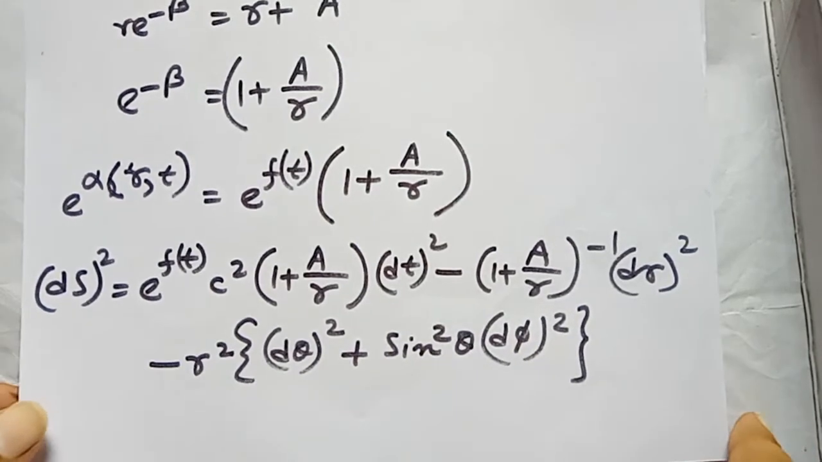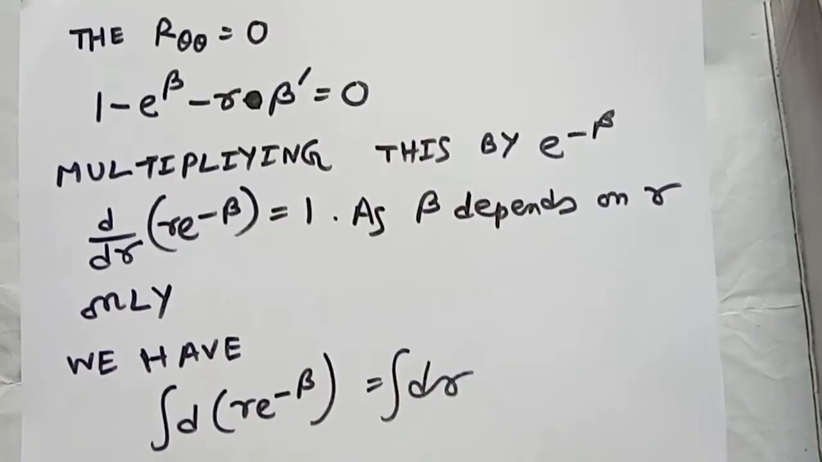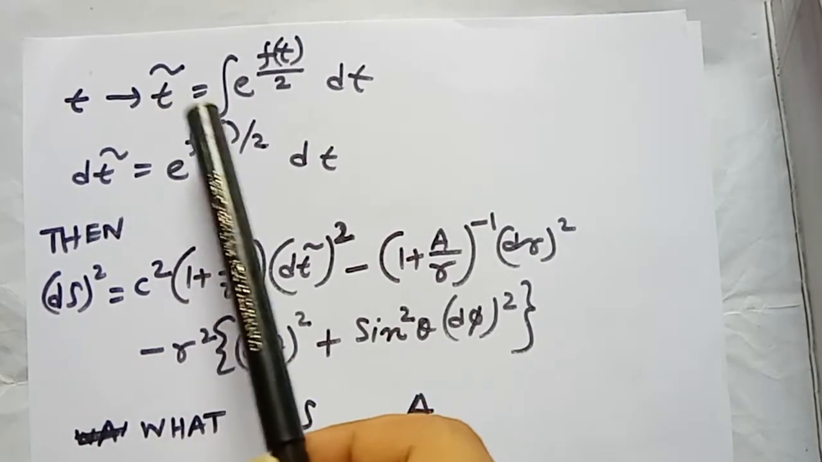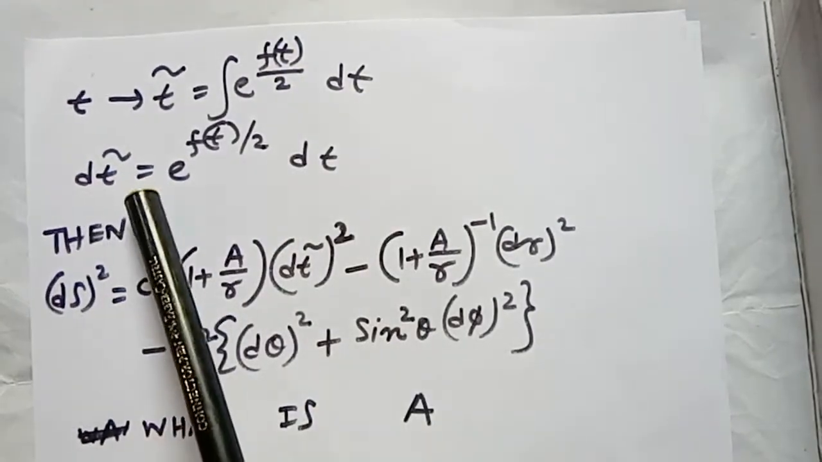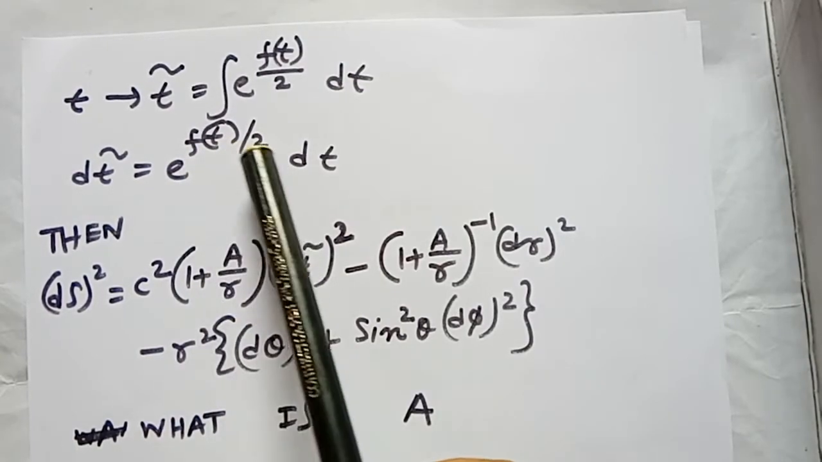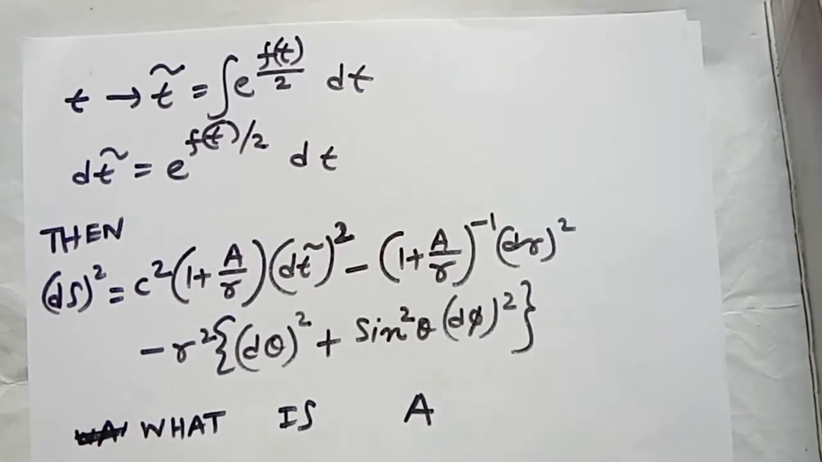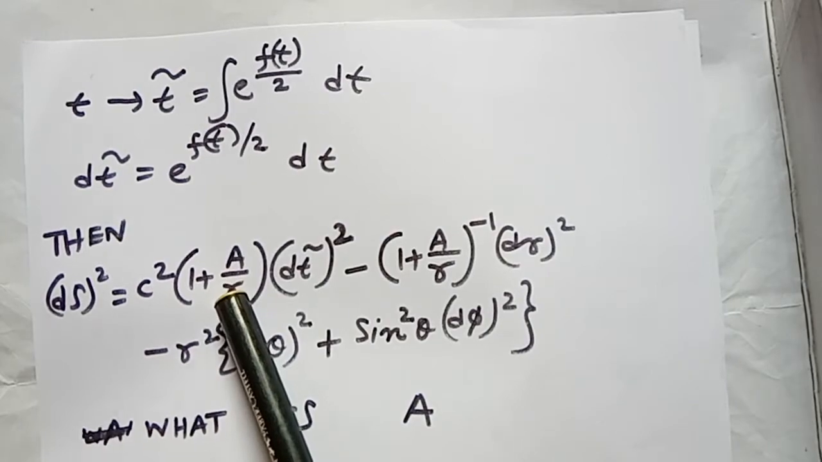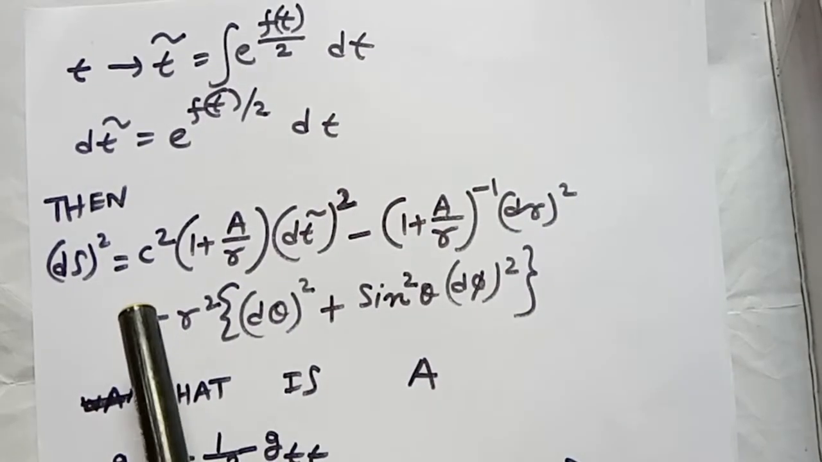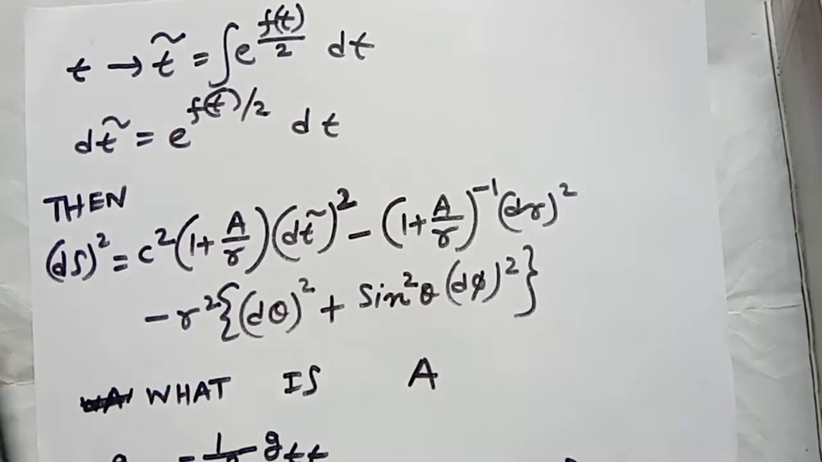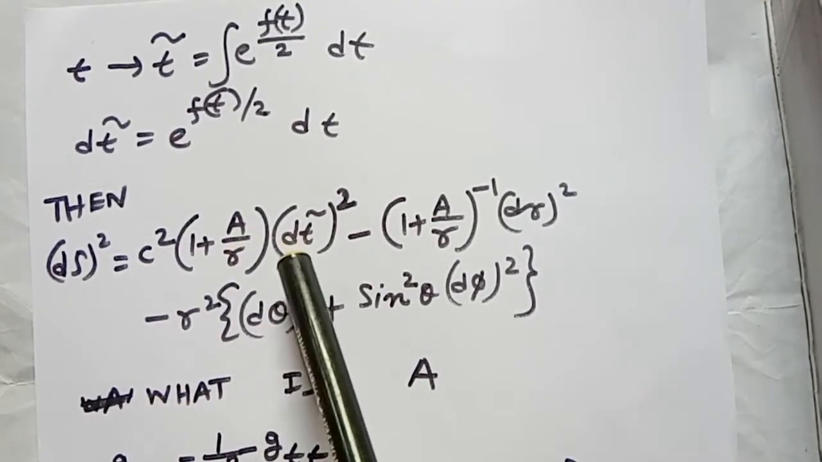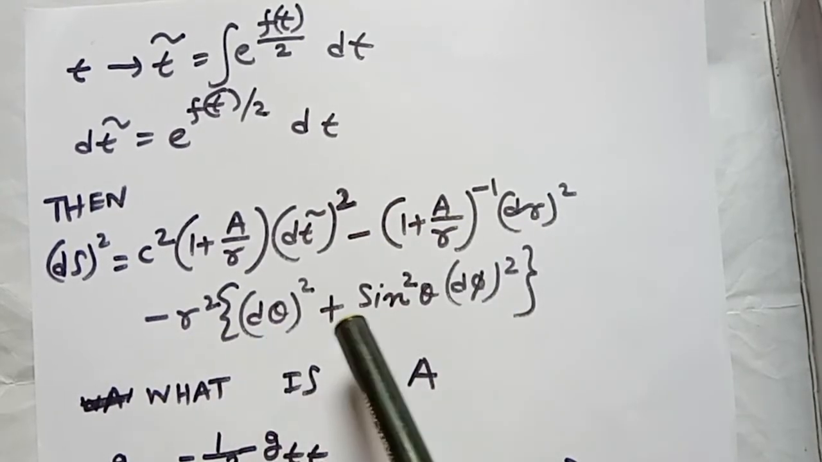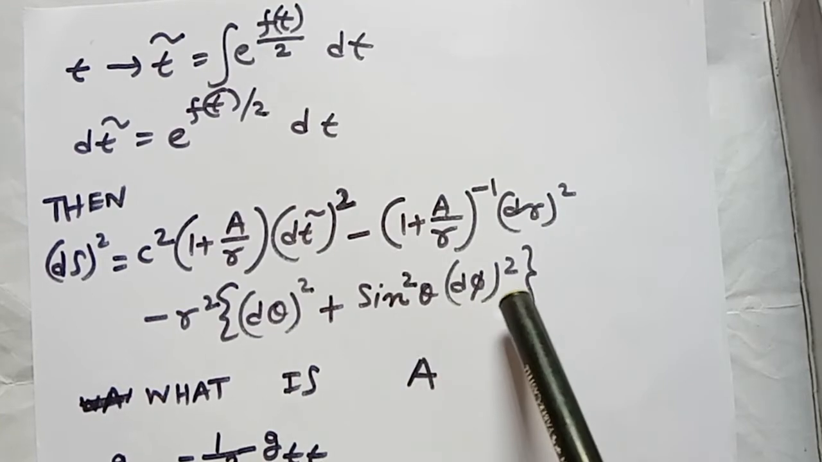Now we have already reached that point. Now we assume t tilde equal to e to the power f of t, so dt tilde equals e to the power f of t times dt. We assume that, and we have our metric so simple: ds squared equal to c squared, 1 plus a per r, dt tilde squared, minus the inverse of 1 plus a per r, dr squared, minus r squared d theta squared plus r squared sin squared theta d phi squared.